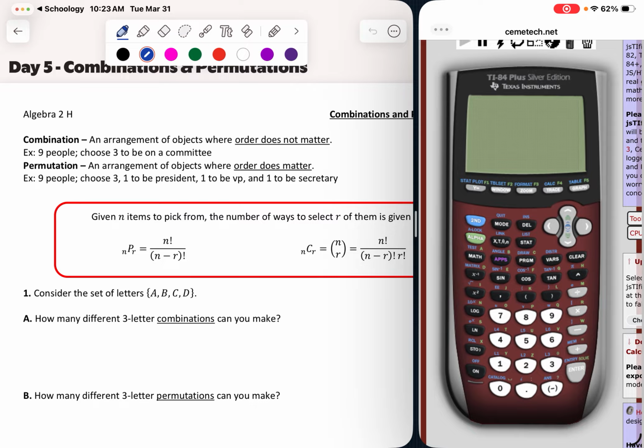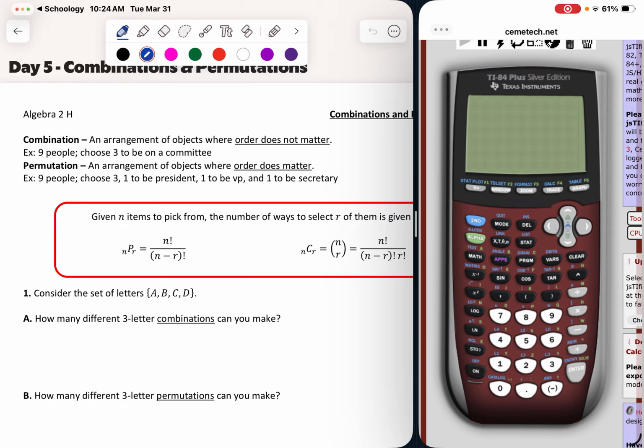So an example of each of those: a combination would be like if I had 9 people and I said choose 3 to be on a committee, right? So it doesn't matter who's who, I'm just choosing 3 of the 9 people, and how many different ways can I choose those 3 people. A permutation, on the other hand, is if I have 9 people and I want to choose 3 people, but I want them to have specific roles. So if I want 1 to be president, 1 to be vice president, and 1 to be secretary, okay?